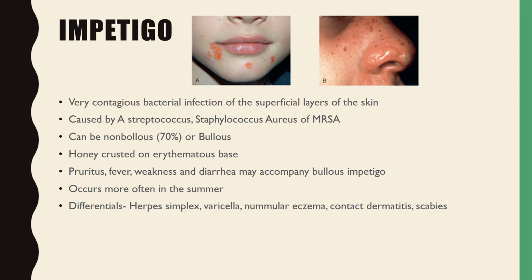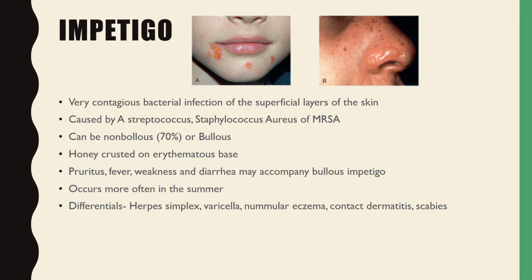It can be non-bullous, which is 70%, and that's the one on the left, or bullous, which is more blistering, and you can see that there on the right. It's honey crusted on an erythematous base. That honey crusted, remember those words, you will see them again, and you can see that picture there has kind of that honey crusted oozing.